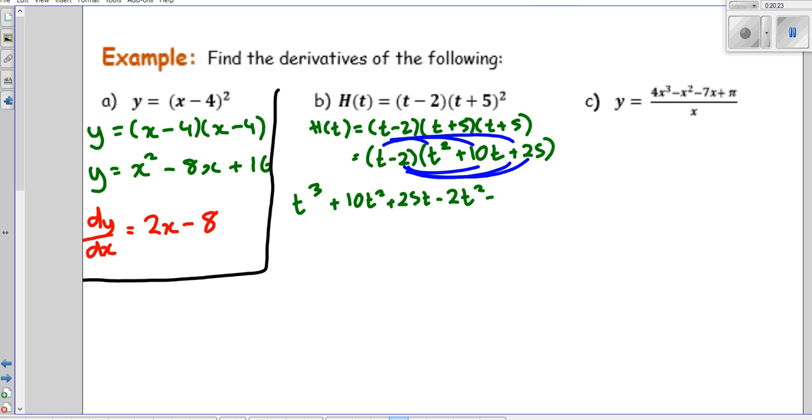I hope you got the same as me. I need to collect like terms, so don't worry, I'm not done yet. I need to concentrate. I might be wrong. I haven't collected like terms yet. So if you've got a different answer, it's probably because you didn't collect like terms.